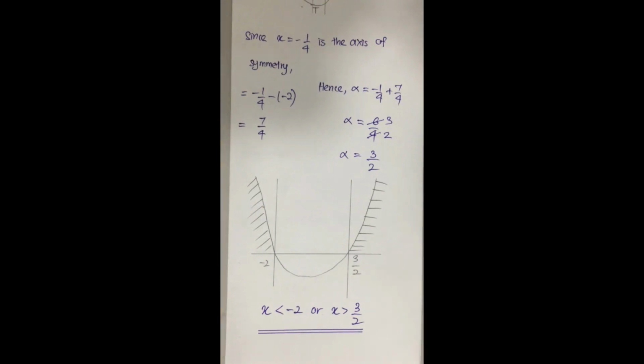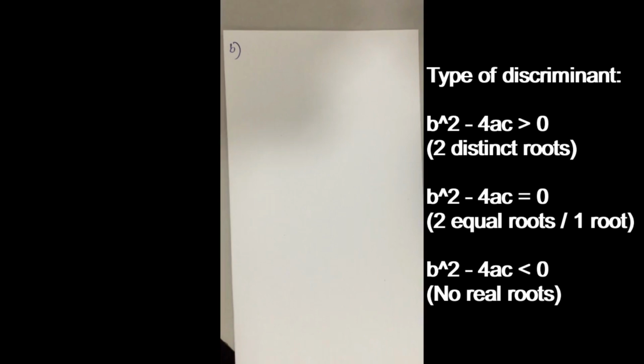Let us proceed to question 14 part B now. In this question, we need to prove that k > 40 − h²/16. For this we need to apply the discriminant concept within the quadratic function. There are three possibilities: b² − 4ac > 0 results in two distinct roots; b² − 4ac = 0 gives two equal roots, sometimes said as one root; and b² − 4ac < 0 results in no real roots.